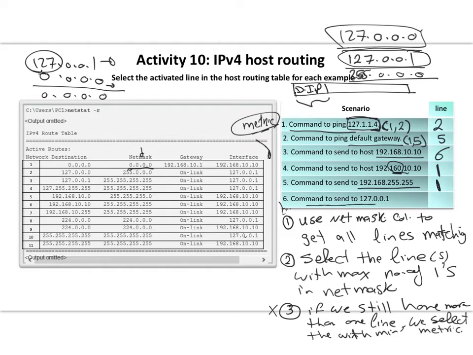And of course, command to send to IP 127.0.0.0. We did that one already because it matches with line 1 and 2 and 3. And of course, in that case, we will have the one with the exact match, which in that case is line 3. Okay, guys? Any question here?